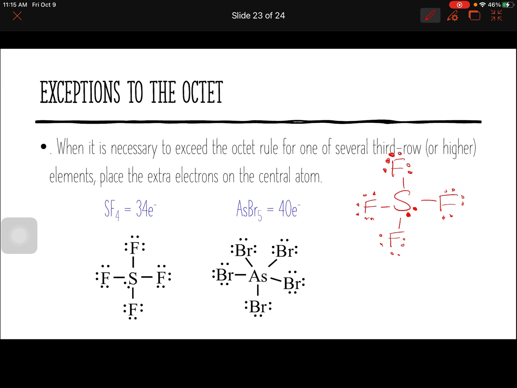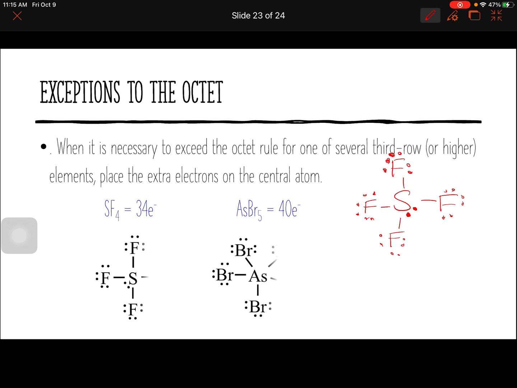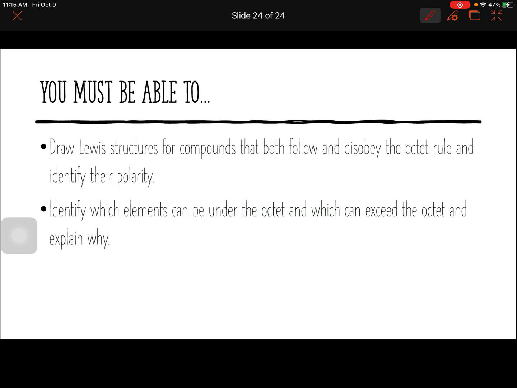And then this arsenic pentabromide. If you think about the periodic table, arsenic is right below phosphorus. We did PCl5 on the prior slide, right? Arsenic is right below phosphorus, and then bromine is also a halogen. So same group, similar properties, you're going to get the same sort of situation, and you get the 40 electrons present.